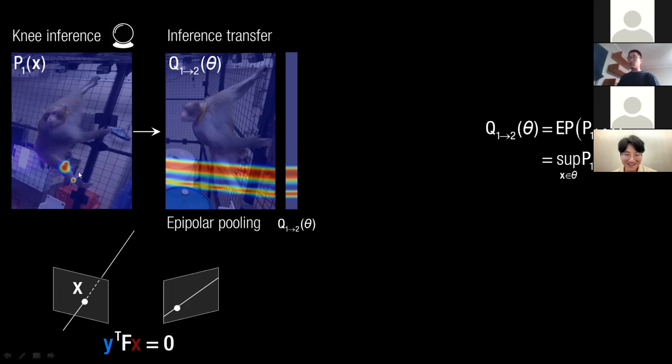Here's a distribution of the knee joint, and this is the distribution of the epipolar line. This can be computed by epipolar pooling, very similar to the average pooling or max pooling used in convolutional neural networks. We defined a new differentiable operation called epipolar pooling, which finds the maximum location along the epipolar line. Using this, we can find the epipolar distribution by transforming the information in one image to the other image.